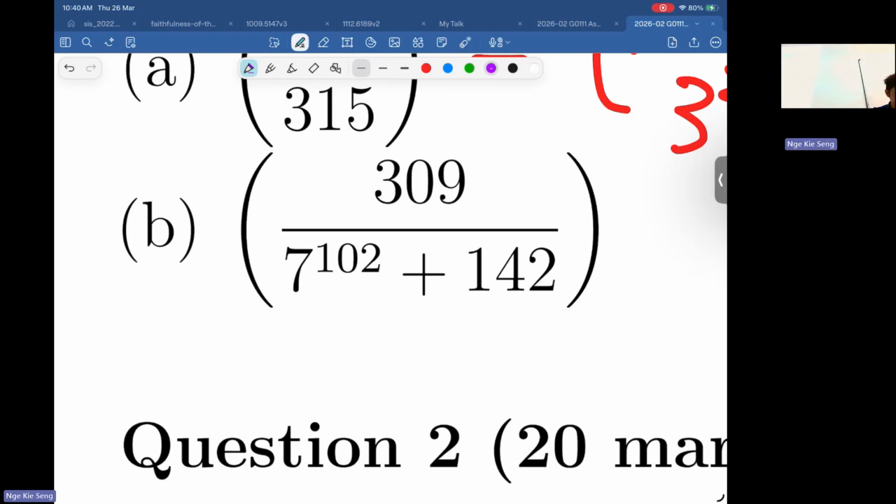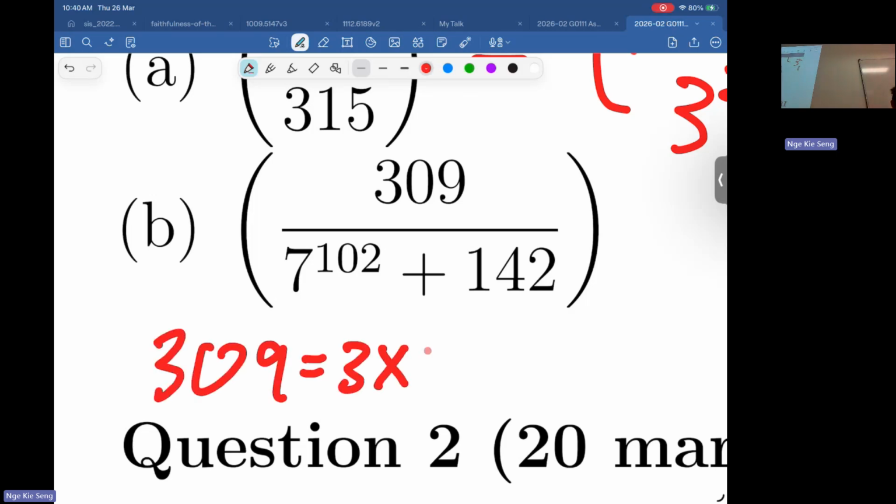Is it here, this number here? So maybe let's write down the prime factorization. 309 is 3 times 103. How about 103? Is it a prime? Looks very prime. Okay, you try and prove that it's prime. So I mean, square root of 100, right? So 1 to 10, is it divisible? 2, definitely no. 3, no. 4, no. 5, no. 6, no. 7, no. 8, no. Yeah, it's prime. Okay. So this is the prime factorization.